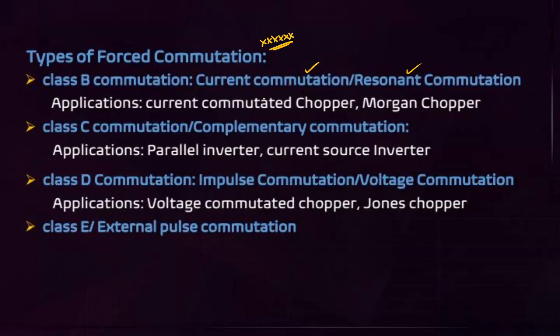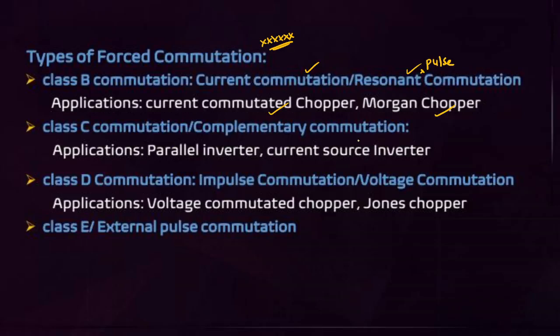Class B commutation is also called current commutation or resonant pulse commutation. Applications of class B commutation are the current commutated chopper and Morgan chopper. In the current commutated chopper and Morgan chopper, we are using this class B commutation. It is also called current commutation or resonant pulse commutation.